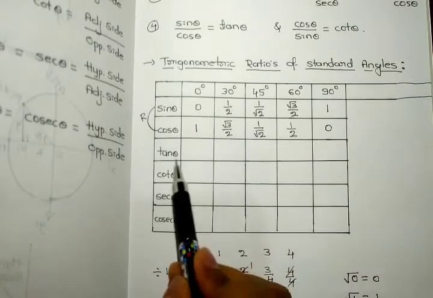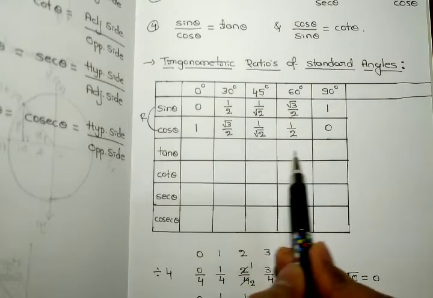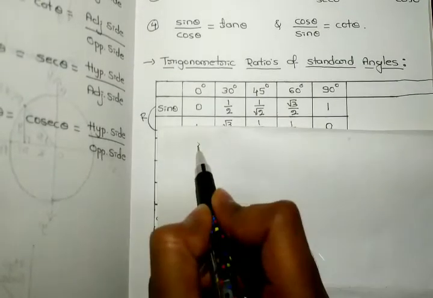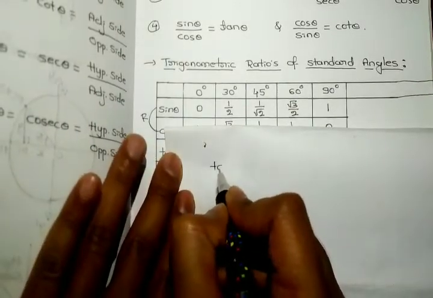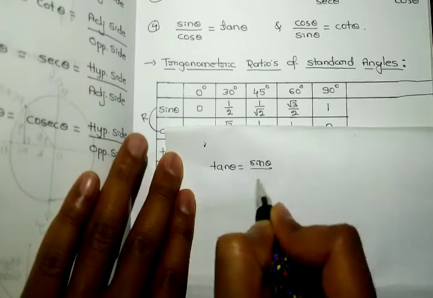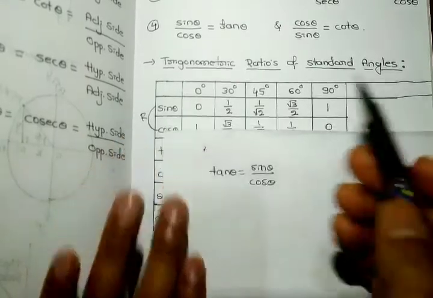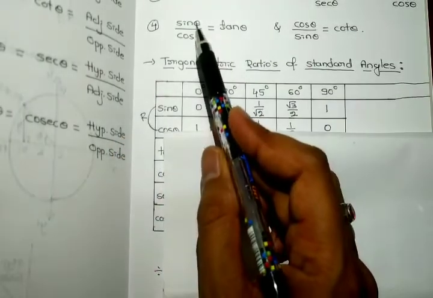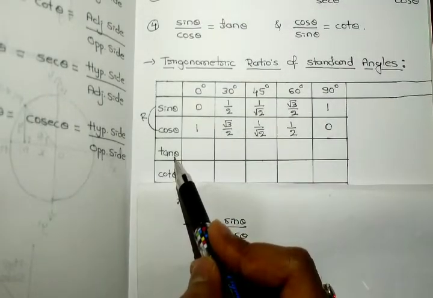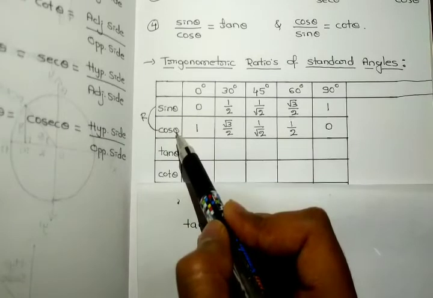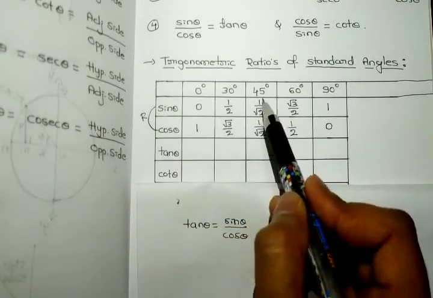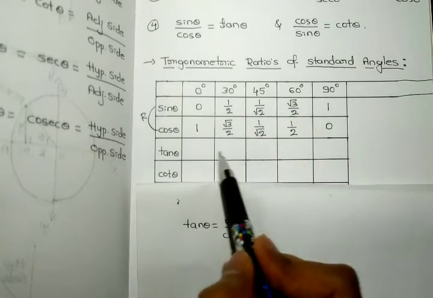Next we need the value of tan theta. For that, we use the reciprocal relation. What is that formula? Tan theta is equal to sine theta divided by what? Cos theta. Tan theta is nothing but sine by cos. At the top of the tan, sine is there, below cos, so just divide these values and easily you will get the tan.